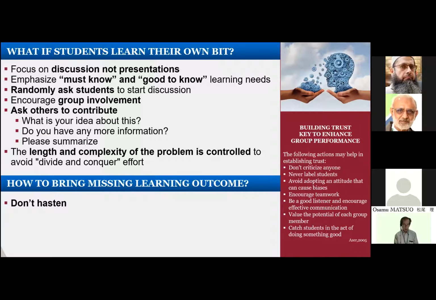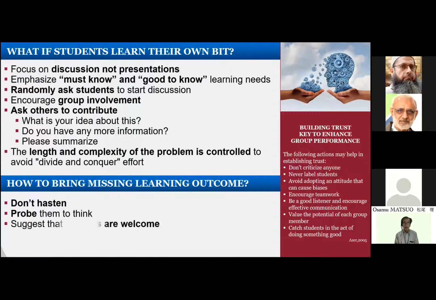Don't hasten, just wait for them. I've seen that the students who have missed an important component in the first session will pick that up in between sessions, and they will discuss that in their second session. So don't be worried that they are going to miss it. At some stage they will recognize that they have missed something and they will come to it.